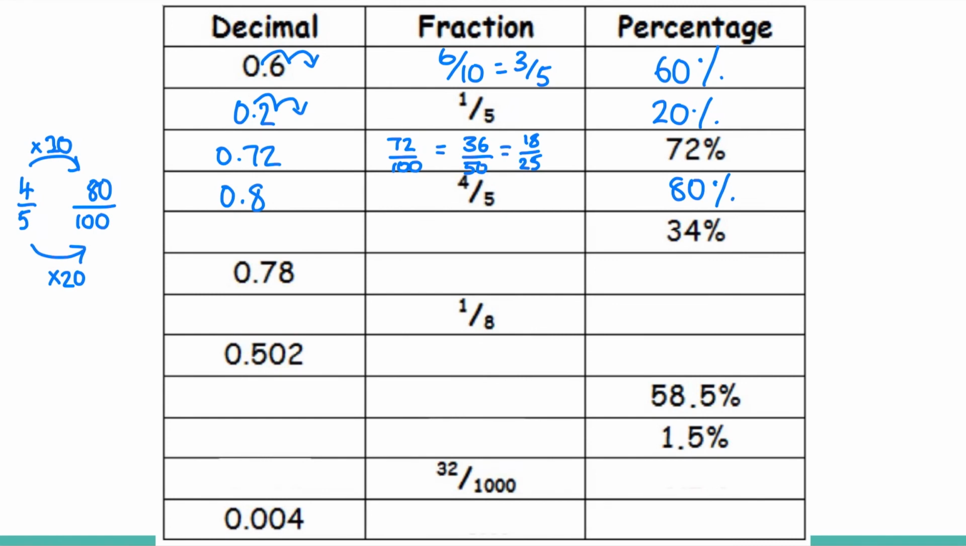So you can do the same for every single question, and you're just converting between the decimal, the fraction, and the percentage equivalent.